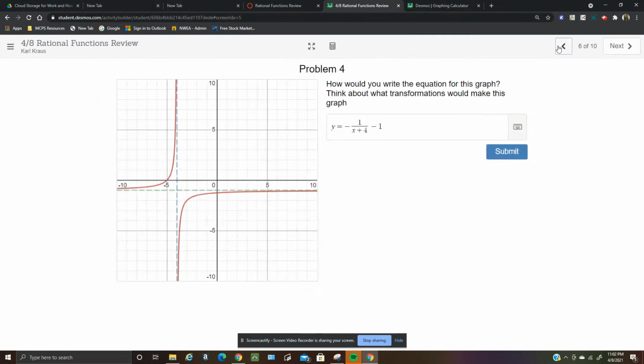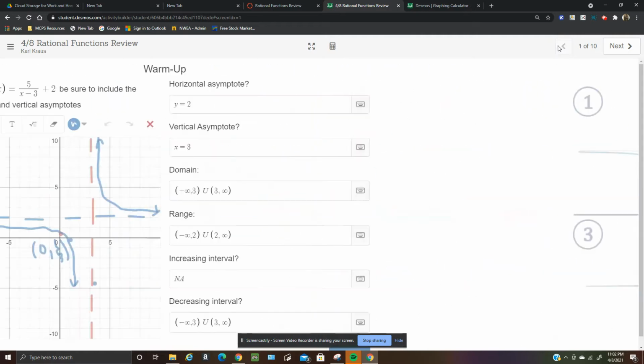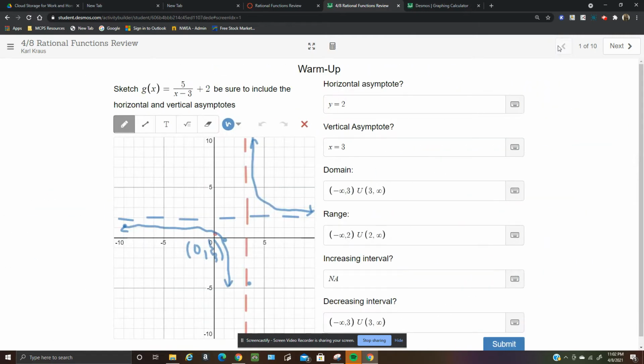All right, it's a video of rational function review. The slides are already filled in. I'm just going to go over them. So the horizontal asymptote here, y equals 2. The vertical asymptote, what makes this 0 is a 3, so x equals 3.